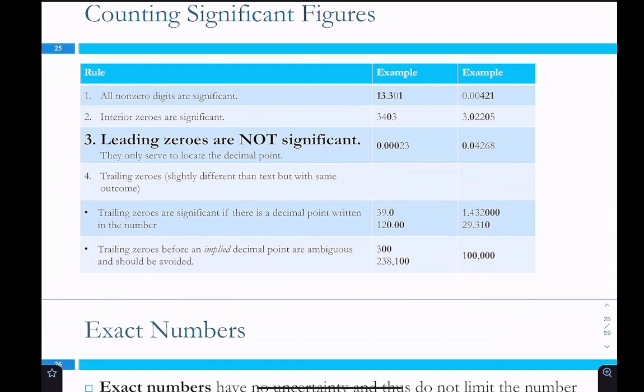Interior zeros: if there's a non-zero digit on either side of a zero, the zero is significant. Leading zeros are not significant. They are never significant. So if the first number on the left, you count, well, I should say discount, you don't count any of the zeros if the number starts with zeros. They only serve to locate the decimal point.